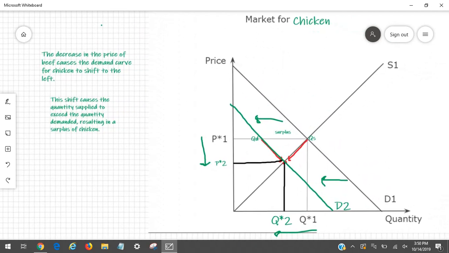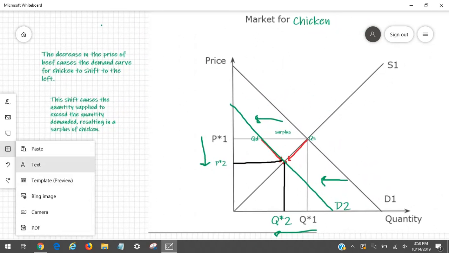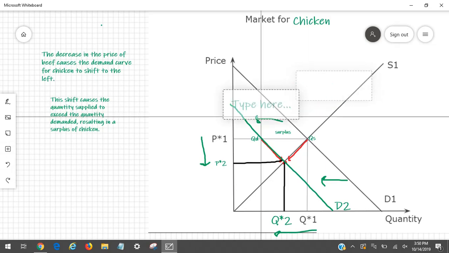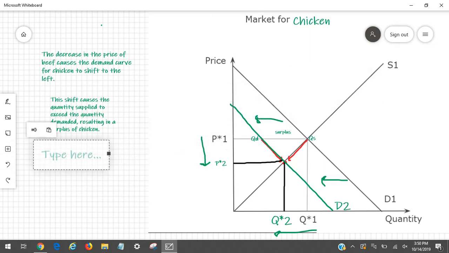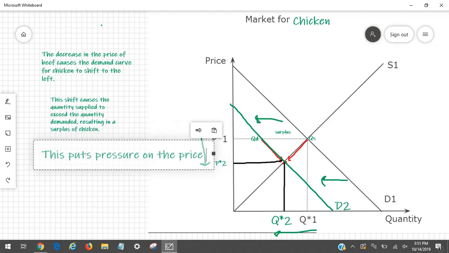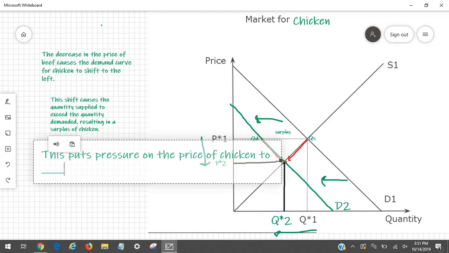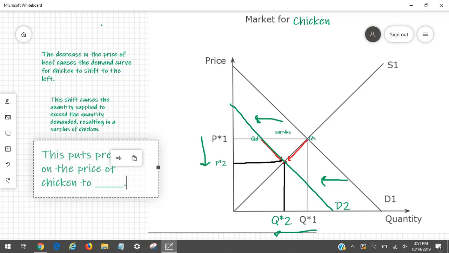All right. Next thing I would say would be something like, this puts pressure on the price of chicken to blank. So I'm asking you, as a result of the surplus or shortage, what happened to price? And in this case, since there was a surplus, there was pressure for the price to go down, or to decrease, or to fall. Any of those would be an appropriate response. So this puts pressure on the price of chicken to decrease.